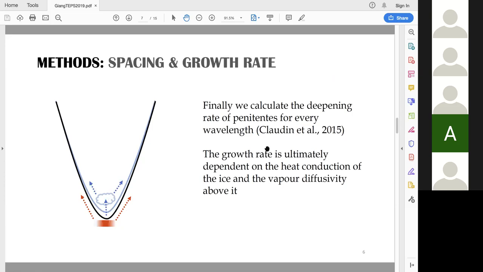And since Claudin analytically solved this for each wavelength, what we do is we test every single wavelength, from millimeter size to tens of kilometer size, and then we find which wavelength has the fastest growth rate.